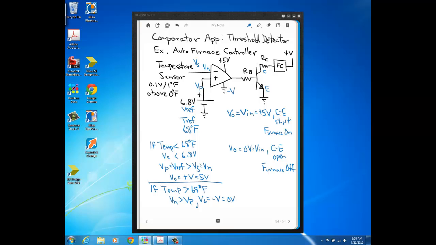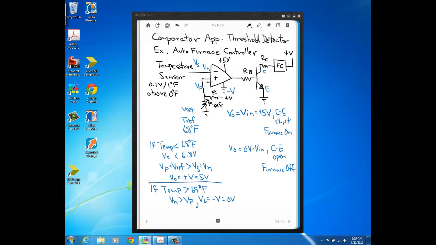Another thing that you can do here is take out this source and instead, for our reference voltage, we could put a resistor along with the variable resistance connected to the non-inverting input.